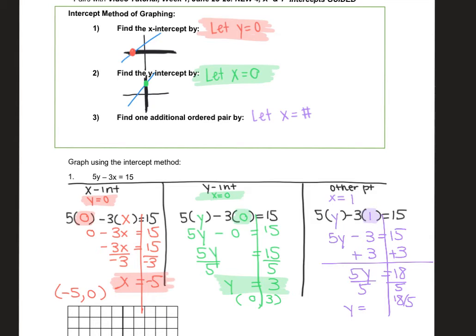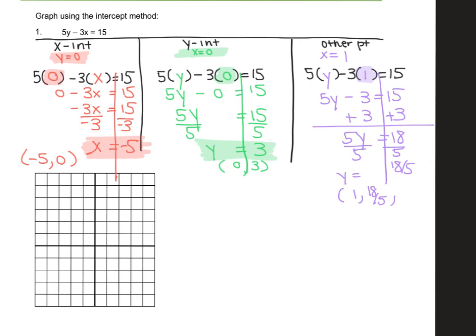This isn't exactly pretty, okay? Now, if I look, I have 1 comma 18 over 5. Sorry, I'm hitting buttons. I'm hoping it's not messing this up. All right, 18 over 5.